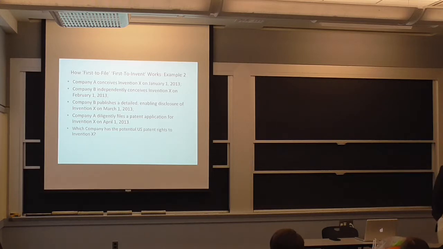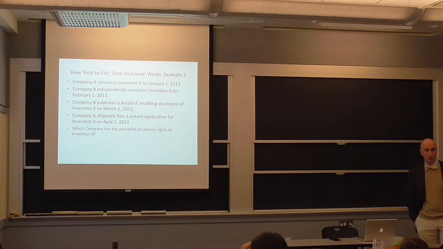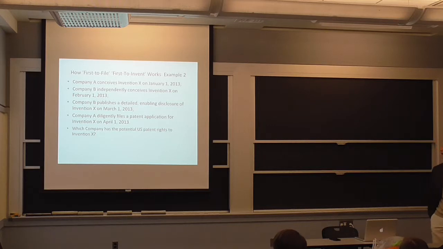So here's example number 2, and I'm going to see if you've been listening. Company A conceives of invention X on January 1st, 2013, okay? Company B independently conceives of invention X on February 1st, 2013, 1 month later. So a little bit like the old example I gave. Company B publishes a detailed enabling disclosure of invention X on March 1st, 2013, even though they came up with the invention second. Company A diligently files a patent application for invention X on April 1st, so 1 month later.